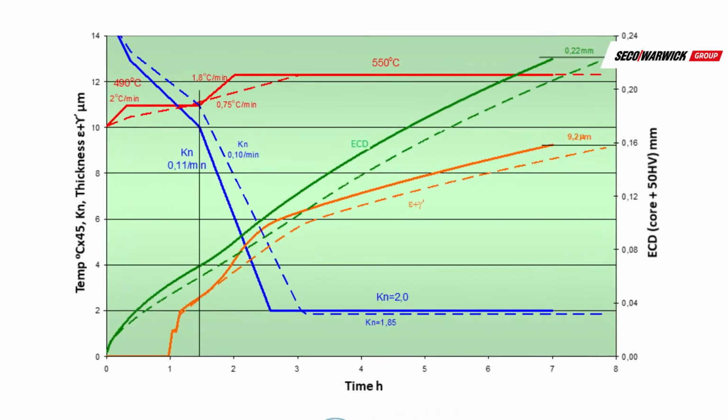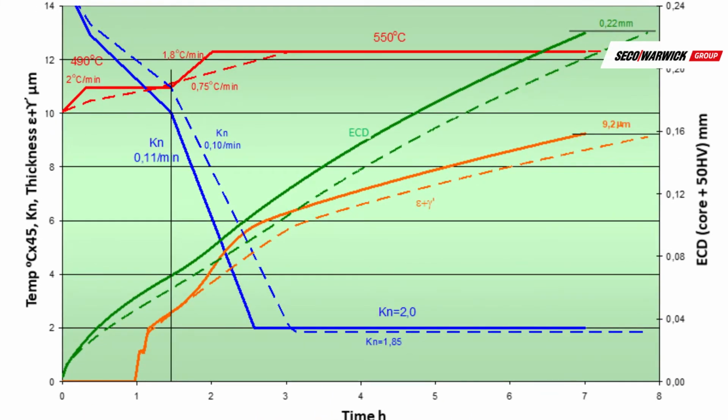Presented on the graph as dotted lines are real values of temperature and nitriding potential. With lower speed of load heat up and slower potential reduction, the growth of the diffusive layer is also slower. In order to receive an exactly identical layer, its thickness, structure and effective depth, the time of the second nitriding stage was longer by 50 minutes, and nitriding potential was reduced from 2.0 to 1.85.